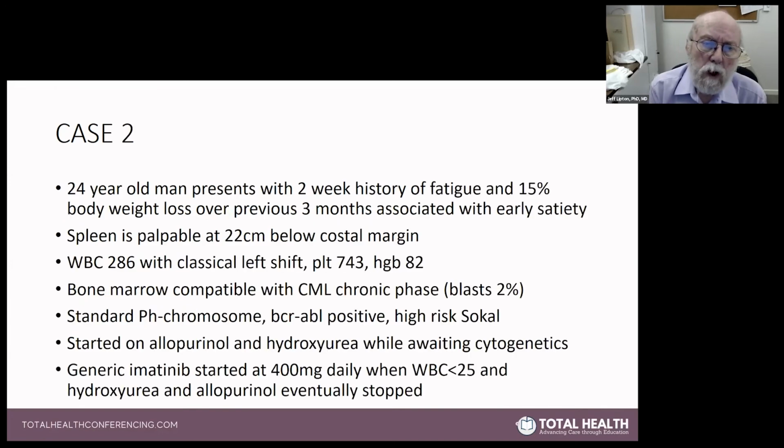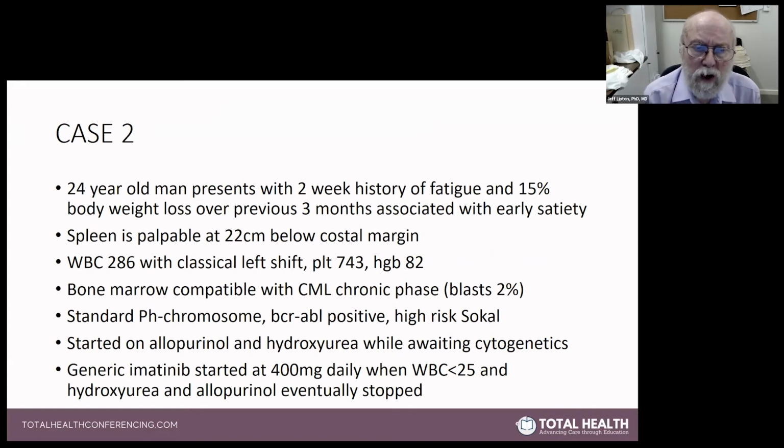Second case. This is a 24-year-old man with a 2-week history of fatigue and a 15% body weight loss over the previous 3 months, and again associated with early satiety. So as you would expect, the spleen is palpable at 22 centimeters below the costal margin. You know, when the spleen is this big, you don't need an ultrasound to measure it.